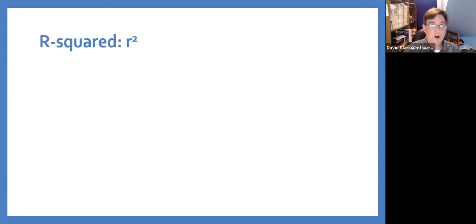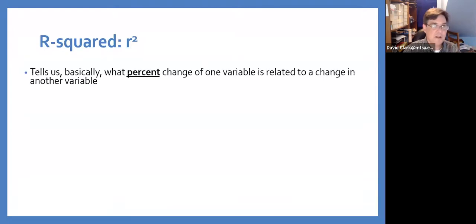Okay, and so R squared, and I can't believe I didn't erase some of these answers. I must have just overlooked it, but you guys are having Christmas in early this year. R squared basically tells you what percent change of one variable is related to the change in another. So I want you to make sure you understand that. You are determining the percent that this variable changes that variable.